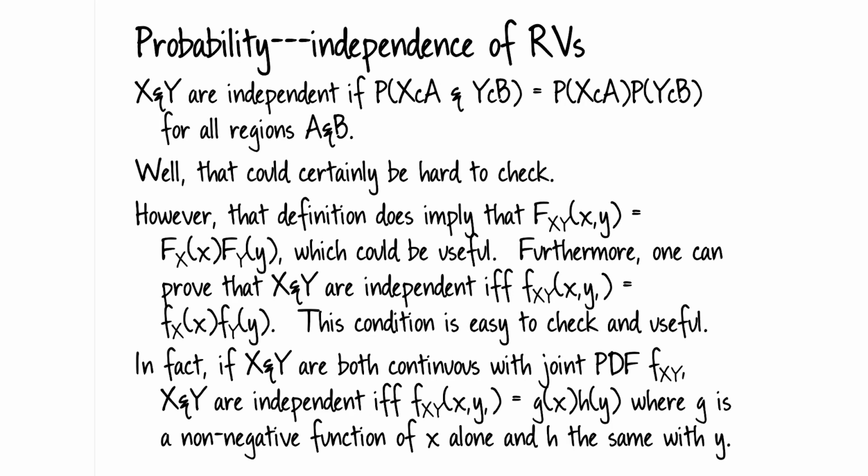In fact, we can even go further. We can say something even stronger about the joint PDF of independent random variables. If they're both continuous and they have a joint PDF, they're independent if and only if the joint PDF factors into two functions, where g is a non-negative function of x alone and h is a non-negative function of y alone. That can be a useful way to check independence. We just look at the joint PDF, and if it's continuous and we can factor it in this way, we know that the random variables are independent.